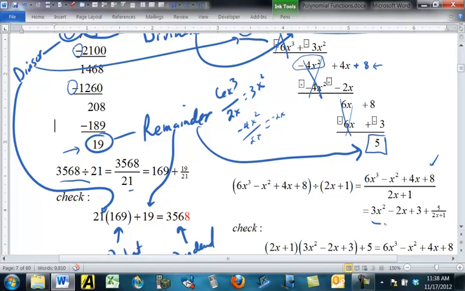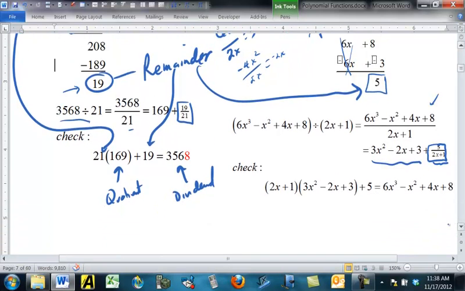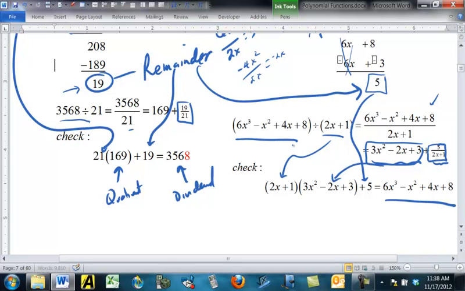And we express our answer as a polynomial plus a fraction, which is a remainder over a divisor. Of course, this part right here is definitely not a polynomial, just like this part over here is definitely not a whole number. But we do get a polynomial quotient. How do we check it? We take our divisor, the thing we're dividing by, times our quotient, and then we have to add on our remainder, and it should equal what we started with here.